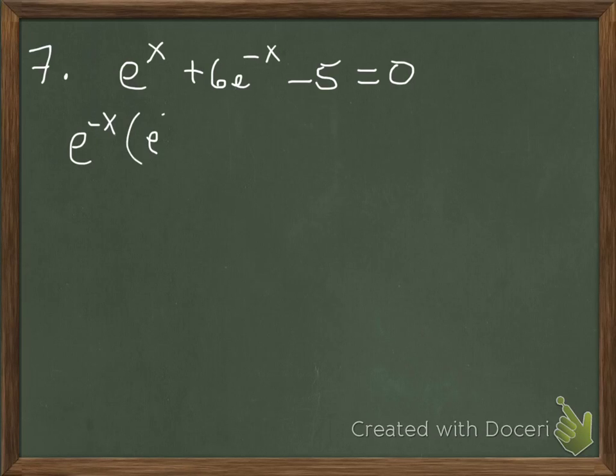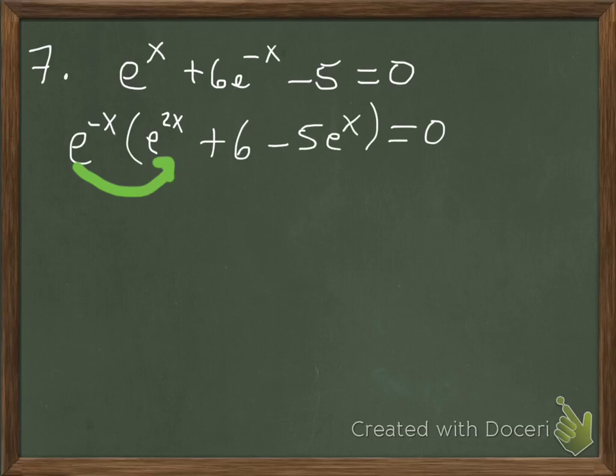So we're going to factor out e to the minus x. That gives us e to the 2x plus 6 minus 5 e to the positive x. And I can always check by distributing. So if I multiply those two together, I'm going to get e to the x. Multiply those two together, and I'll get 6e to the minus x. Multiply those two together, and we'll get e to the 0, which is 1, and we'll just be left with a negative 5.